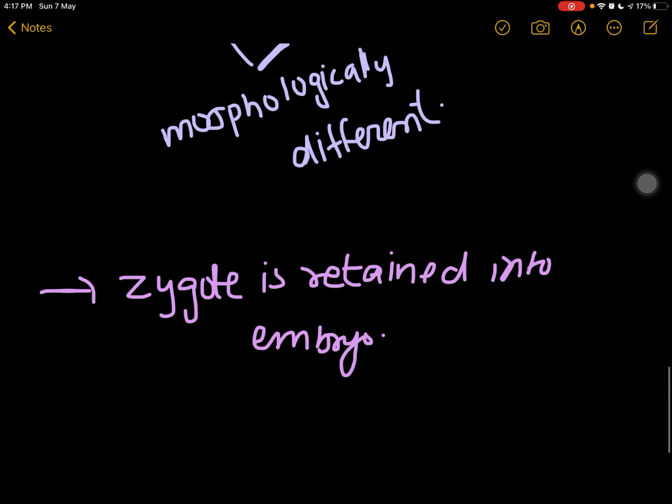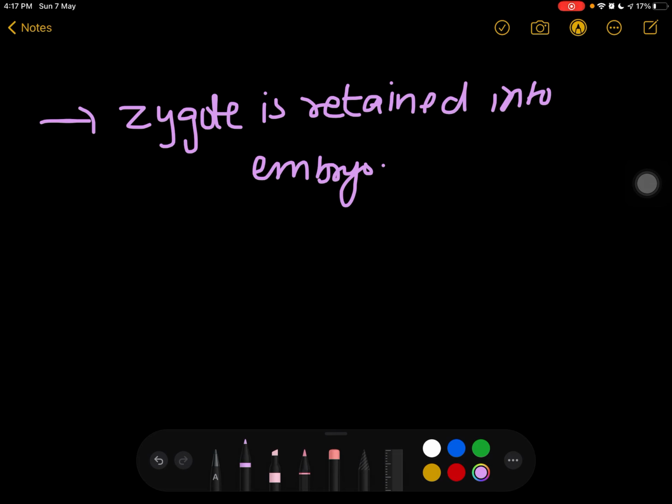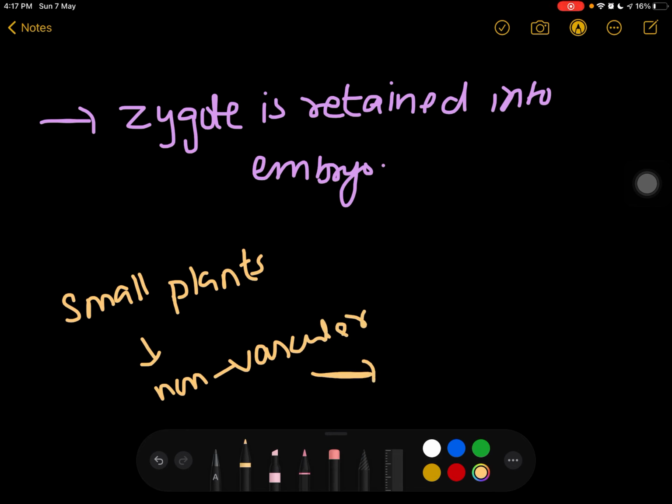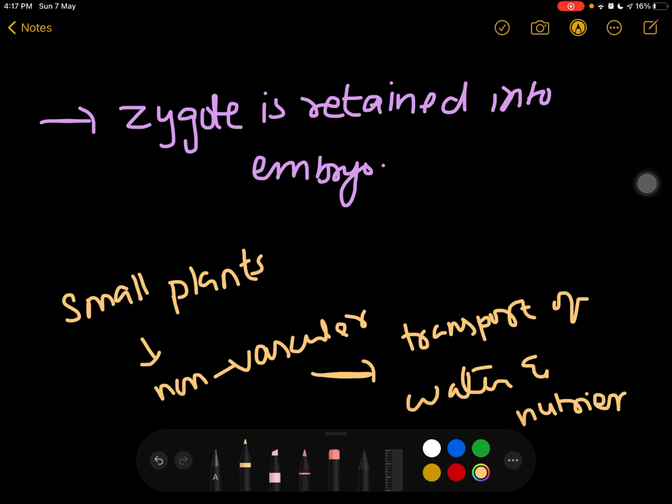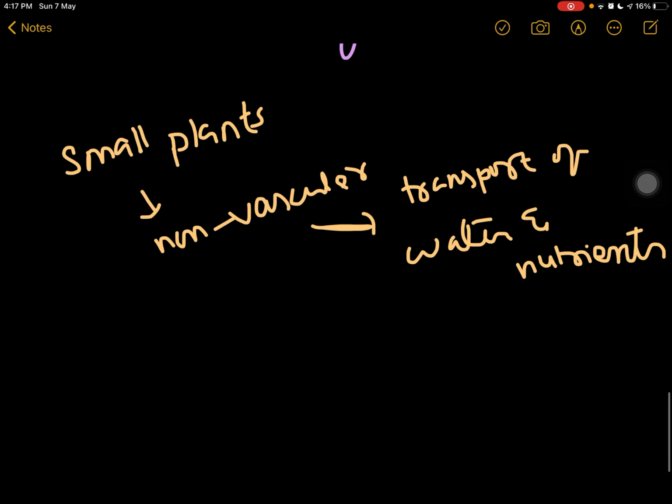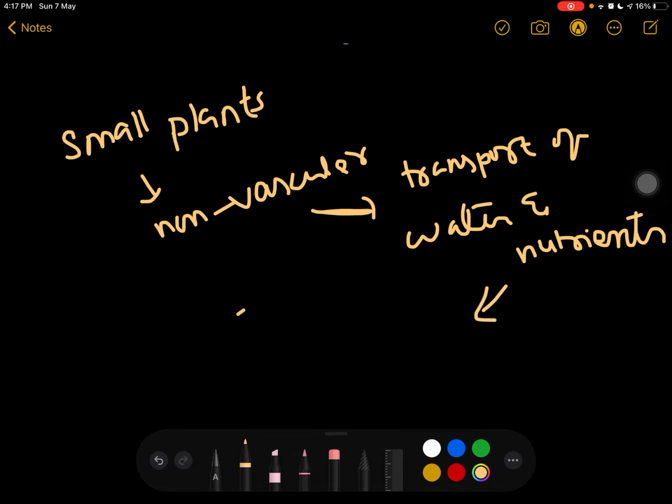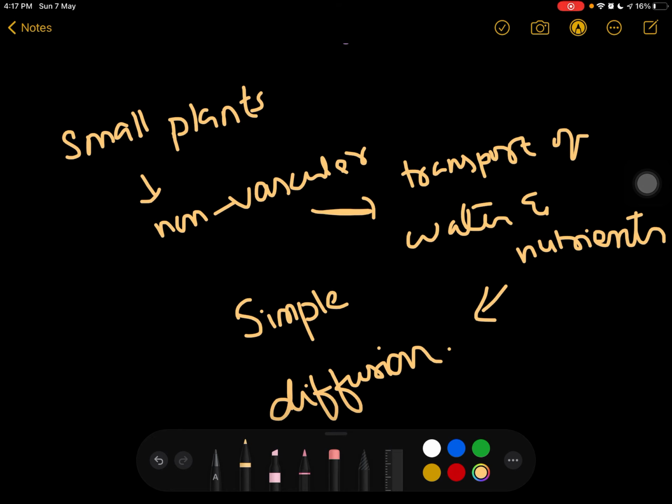Basically, the smaller plants which do not have vascular tissues, the small plants which are basically non-vascular, their transport of water and nutrients is by simple diffusion, right?